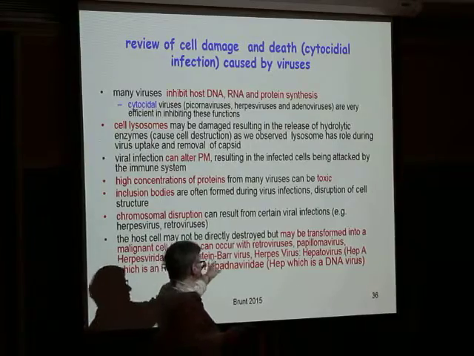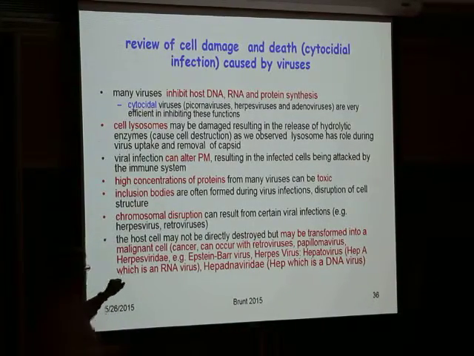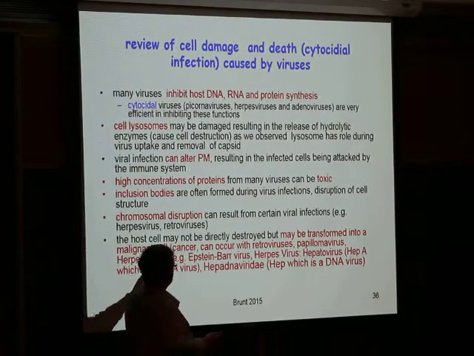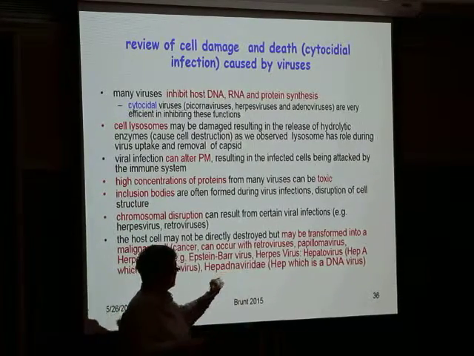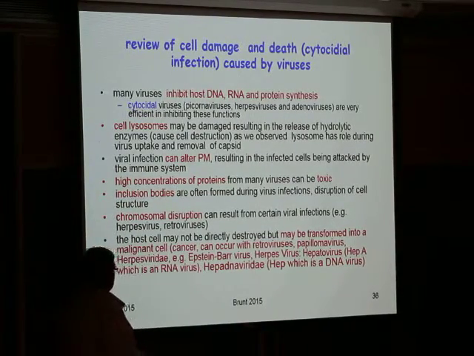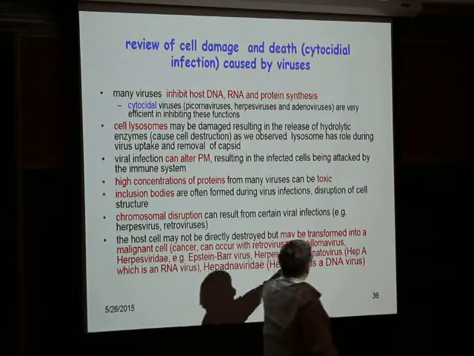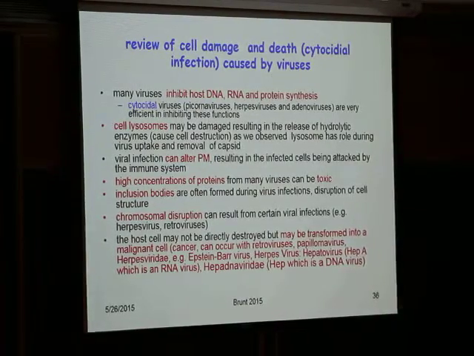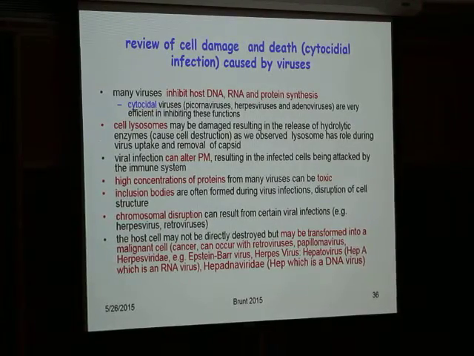So cancer can occur with the retroviruses, the papillomaviruses, and the herpesviridae viruses. Examples of the herpesviridae that can do this are Epstein-Barr and the herpes virus. The hepatovirus can also do this. This is actually an RNA virus. And also the hepadnaviridae, which is a DNA virus.